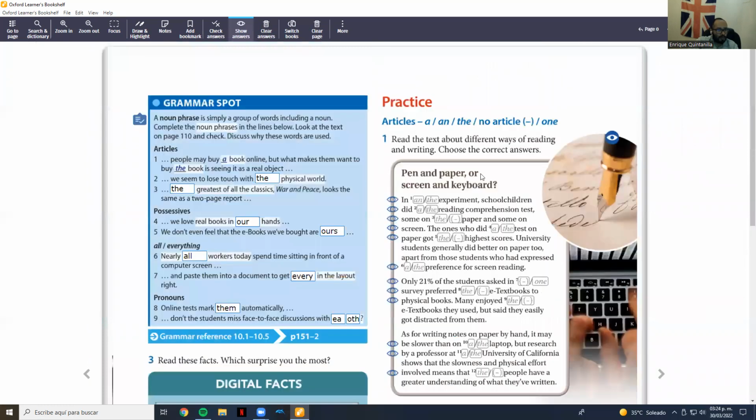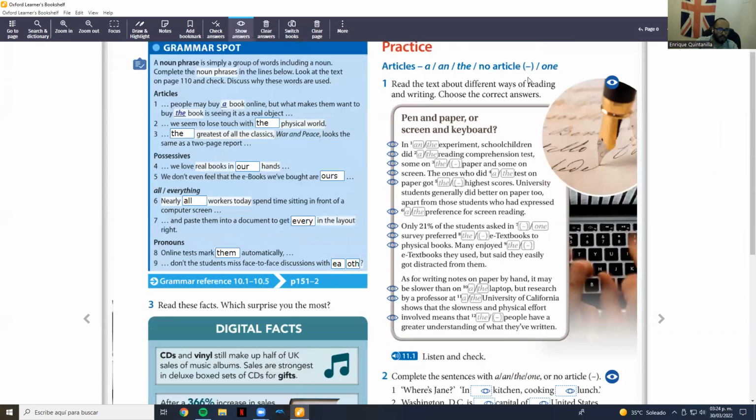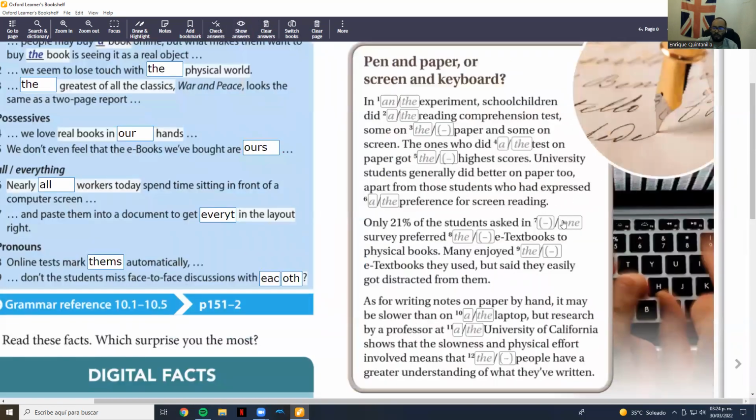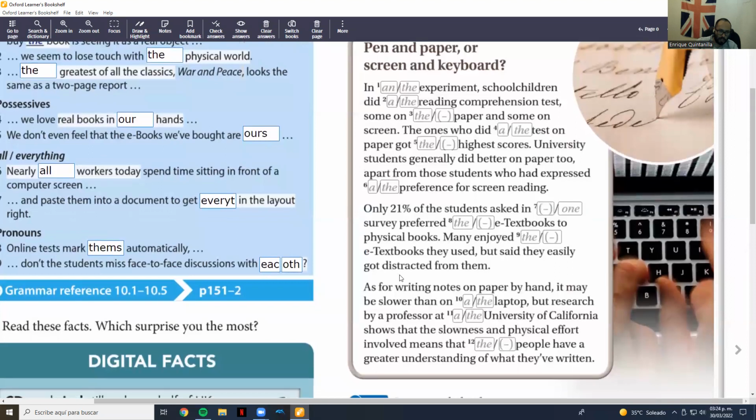Okay, perfect. We have here practice: no article, the, a, or one. You have several options here, and you have to choose. Let's pretend that I'm going to give you 1 minute to try to choose one of these words, and I'll play the listening in a minute. Okay.